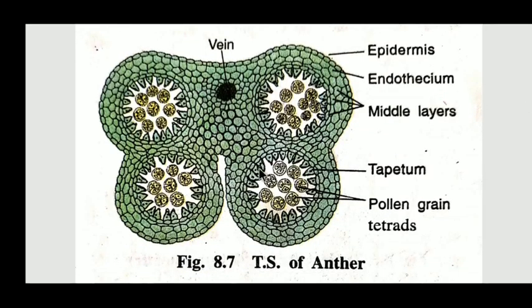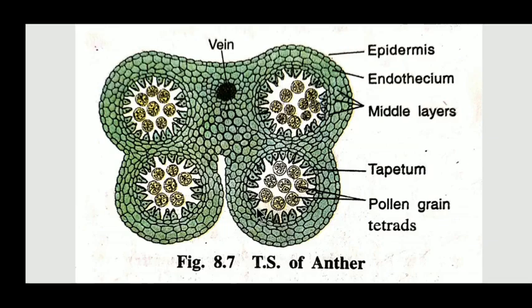Tapetum is the triangular layer, which is arranged in a rounded shape around these pollen grains. These cells are larger in size and contain dense cytoplasm. A diploid nucleus is present. You can see this nucleus, so the nucleus is present inside the cell.